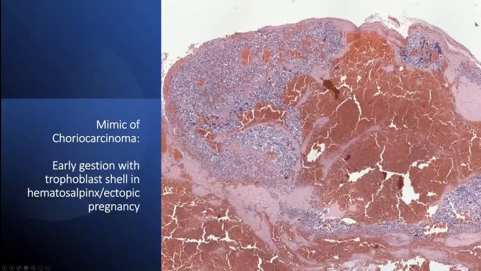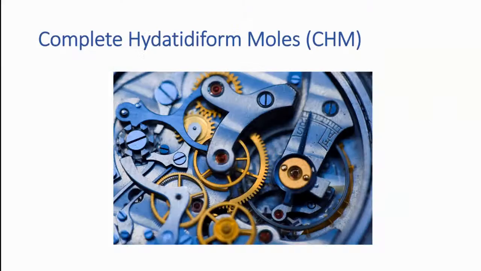So here's an example. This is an ectopic pregnancy from near the end of the tube. They had a lot of hemorrhage. There was a hematosalpinx associated with it. And you can see the gestational shell of trophoblast with this hemorrhage in it. It looks pretty atypical at this point. And just off field, there were the normal villi or the plicae.